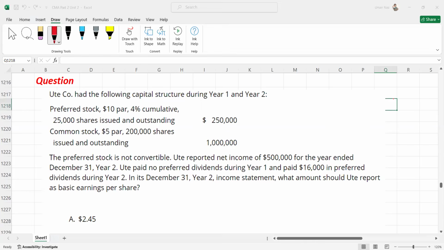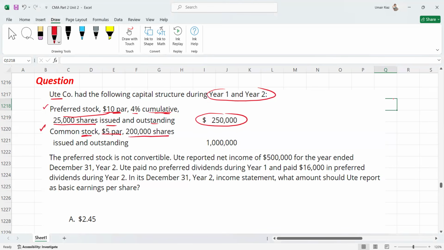We have a company that had the following capital structure during year 1 and year 2. They're saying we have preferred stock, $10 par value, 4%. These are cumulative. 25,000 shares are issued and outstanding, and total par value, which is 25,000 into 10, is 250,000. Then we have common stock, $5 par value. 200,000 shares are issued and outstanding, and total value is 1 million. How did you get it? 200,000 into 5, so 1 million.